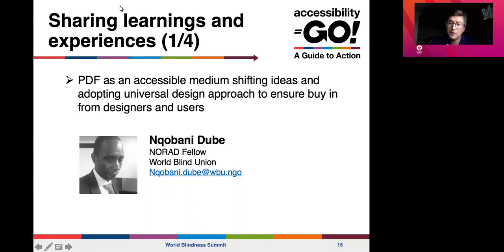So, I heard, and we discussed, that you've been part, when we were working on the guide, of developing a checklist, and I know that you've been working with designers. The designer who developed the guide worked with you as well to develop that checklist. Can you tell us just a few words about that checklist, and can we find it online on the World Blind Union website?